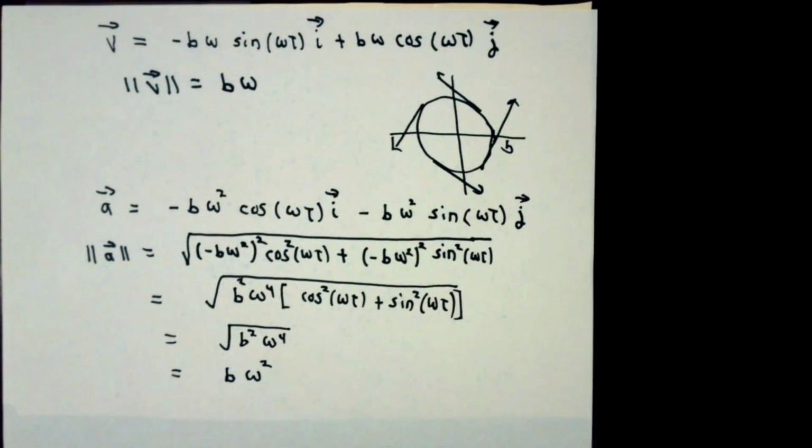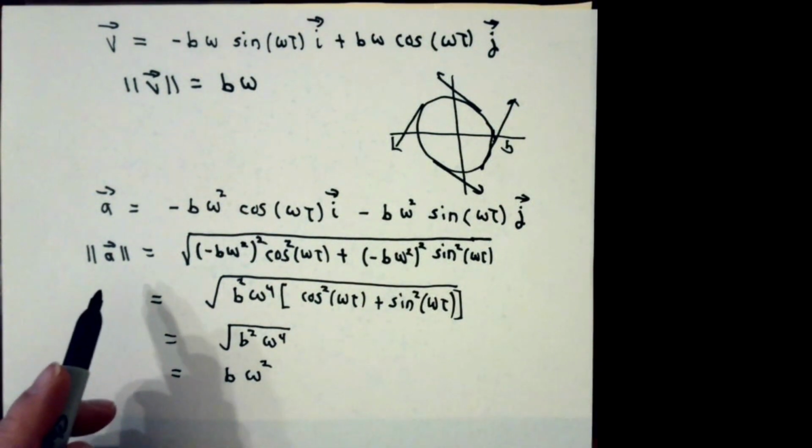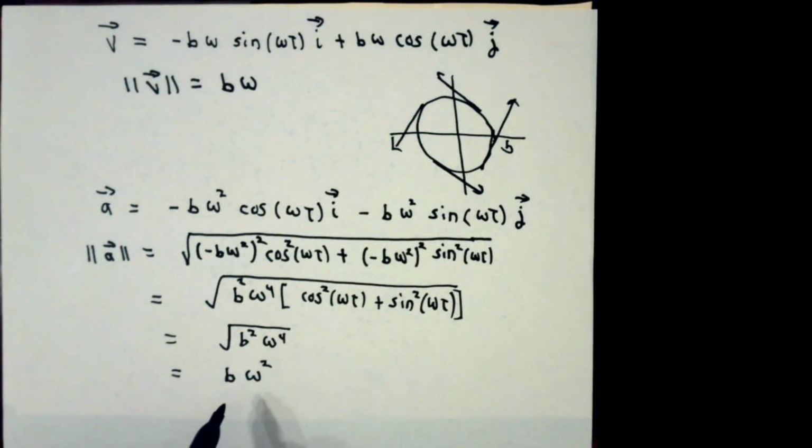B is positive, so I don't need an absolute value here. Omega to the fourth is the square of omega squared. Omega is positive, but even if I didn't know that, omega squared is positive anyway, so I don't need the absolute value on that as well. The magnitude of the acceleration is the radius multiplied by the square of the angular velocity.